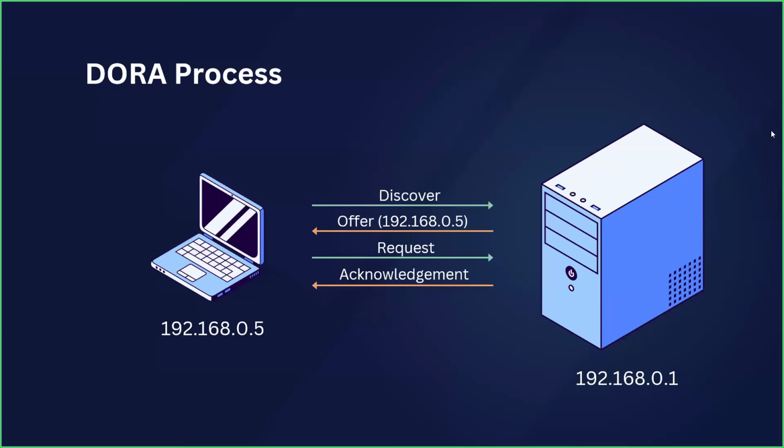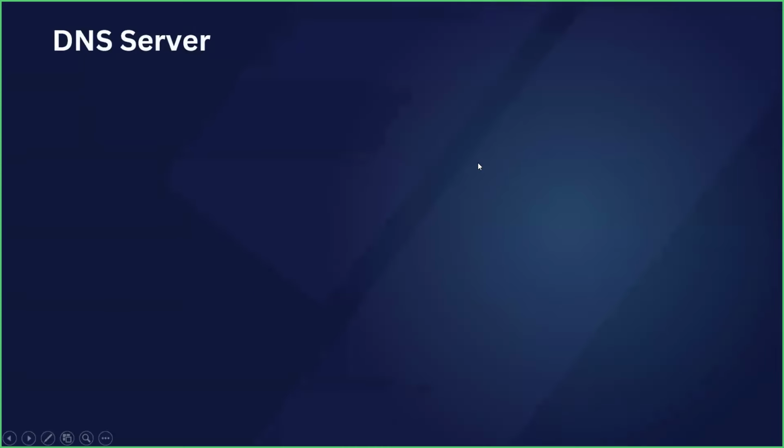Moving on. We know what a DHCP server is. Let's talk about a DNS server. When we were assigning a manual IP, we were asked to enter something called the DNS server IP. Now, what is a DNS server and why do we need it? To explain with a very simple example, your DNS server is like your internet's phone book or the contacts application. Your phone has a contacts app.